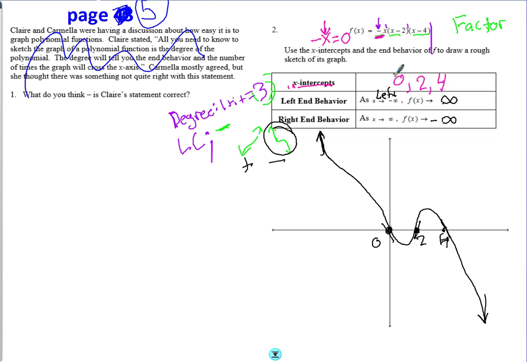Again, the way I know that is I look at the factor that each x-intercept came from, and I look at the exponent. If it's a 1, you go straight through. 2, you parabola. 3, you disco.